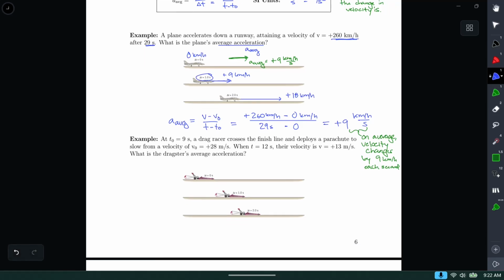Now this does assume it is actually a constant acceleration. That would mean you've got your foot kind of in the same spot on the accelerator. You're not pressing harder and harder or anything, but you are gaining the same amount of speed per second.